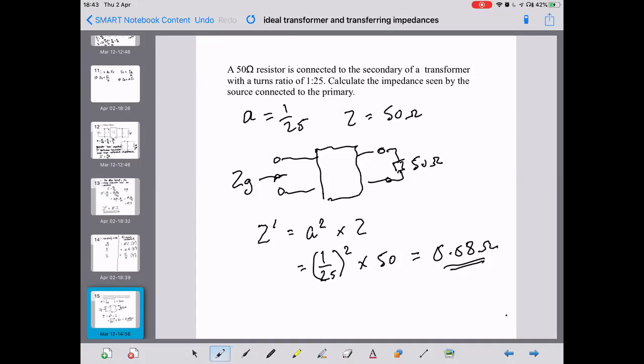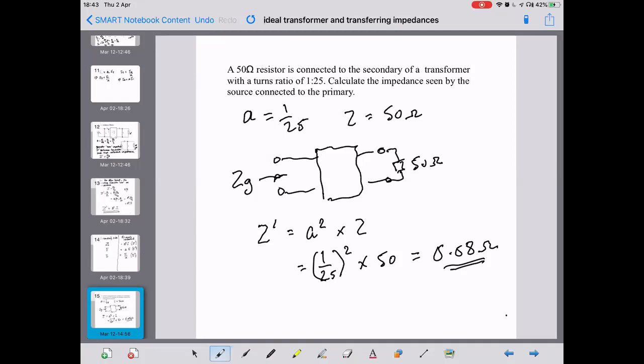Just thinking about that, that's one turn on the primary to 25 on the secondary, so that's a step-up transformer. A step-up transformer will reduce the impedance seen by the generator, i.e. more current will flow in the primary than the secondary. All right?